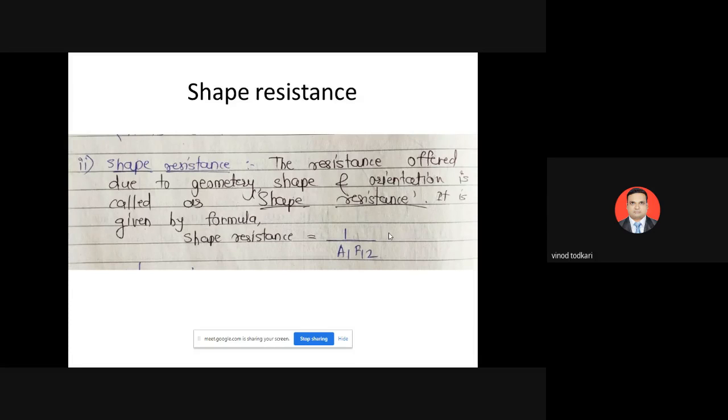Now see, you are listening through this internet. So you might be having some range issue. Some issues will be there. You may be having some clarity issues. You may not be able to hear properly. So this resistance is called shape resistance, right? It is due to geometry, shape and orientation. So maybe 9 concepts I have delivered very nicely, but out of those 9 concepts, you were able to hear only 7 concepts properly. So that is shape resistance.